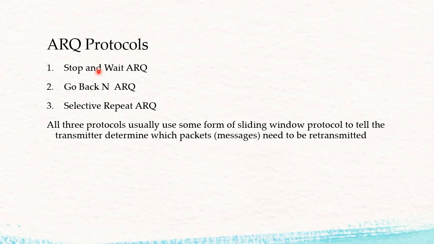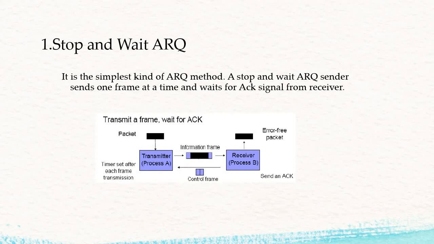So there are three types of ARQ protocols: stop and wait ARQ, go back N ARQ, and selective repeat ARQ. All these protocols usually use some form of sliding window protocol to tell the transmitter which packets or messages need to be retransmitted. The first one is stop and wait ARQ. It is the simplest kind of ARQ method. A stop and wait ARQ sender sends one frame at a time and waits for the acknowledgement signal from the receiver. So this one is your transmitter, this one is your receiver.